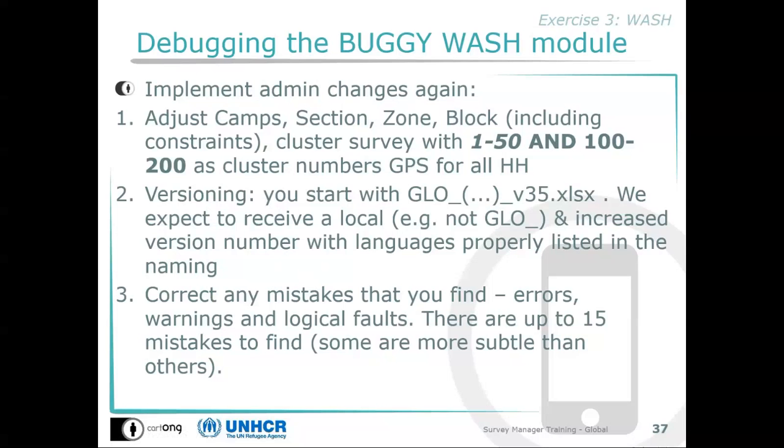And then very, very simple, you just correct any mistakes that you find, any errors, any warnings, and any logical errors. There are up to 15 mistakes to find. Some might be a bit trickier to find than others. So just for you, so that you get a general idea on what to look out for. Having said that, the ones that are really conversion errors will come up one by one if you actually push the module through the conversion. But the warning and the logical ones are a bit more subtle to find.